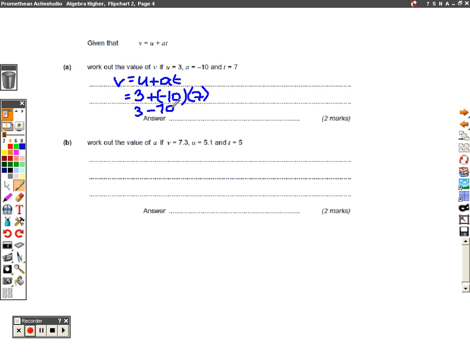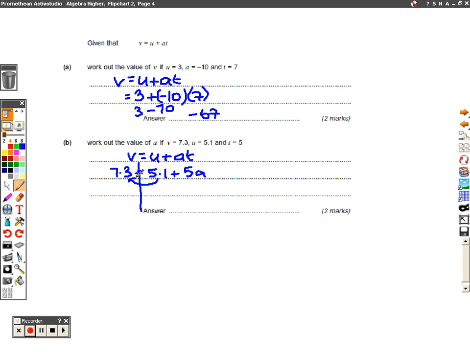Work out the value again. Substitution, so write out the formula. Okay, this time we've been given different values. v is equal to 7.3. v is equal to 5.1 plus 5a. Okay, rearrange then. Bring your 5.1 across, becomes minus 5.1.